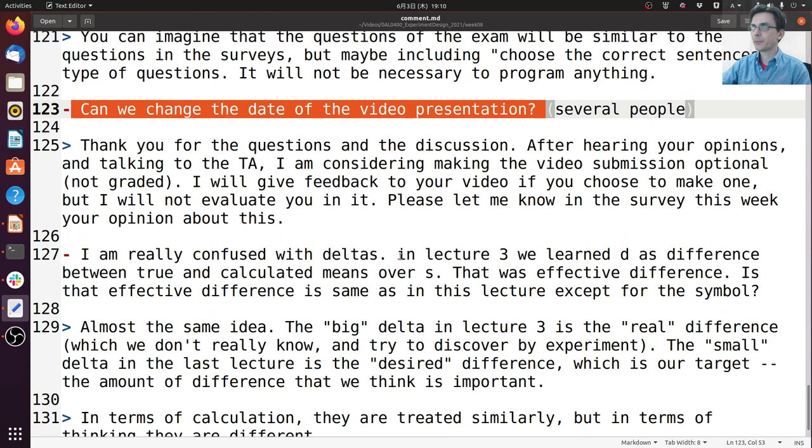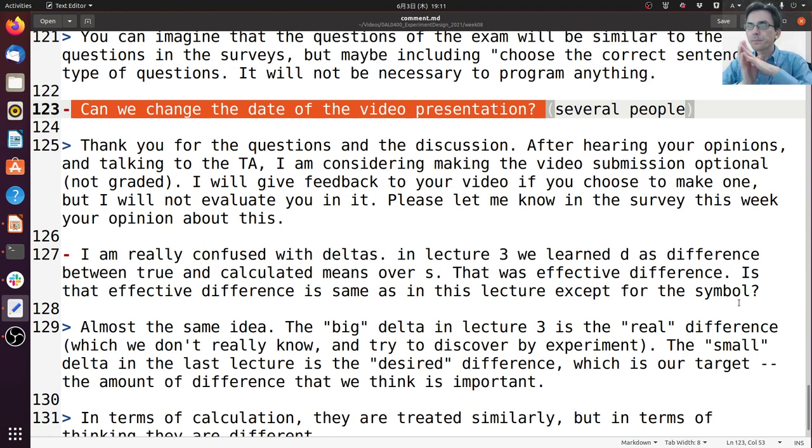Finally, I'm very confused with deltas. In lecture 3, we learned D as a difference between true and calculated mean. That was the effective difference. Is that effective difference the same as in this lecture? Almost. It's almost the same idea, but not exactly. The difference in lecture 3, the delta was the real difference. The real difference that we don't know. We don't know the real difference, but we can use it for our calculations to calculate the hypothesis.